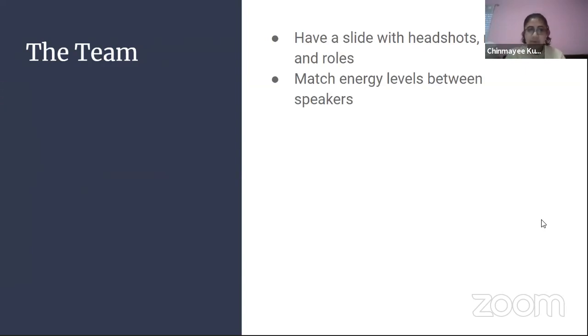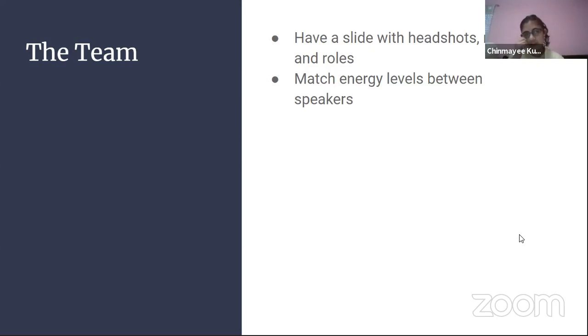Okay, so the team is the most basic element of the pitch. You want to have a slide with the headshots, the names, and then the roles. And if you're just doing a verbal pitch and you don't have slides, make sure everyone gets a chance to introduce themselves. And one of the key elements of introducing your team is making sure energy levels match between the different speakers. You don't want one speaker to be speaking really loud and the next speaker to be super quiet, because that's a really jarring contrast and it detracts from the value of the pitch.